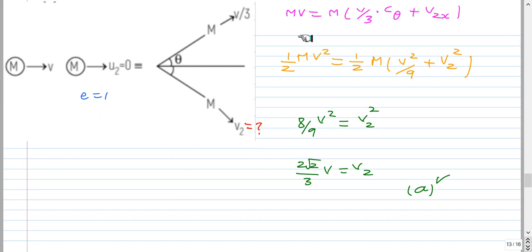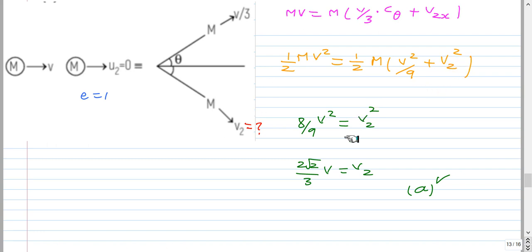Writing conservation of momentum in the x direction, as it is a 2D problem, we get m into v, that's the initial momentum, taking the x direction as towards right, equal to m into v by 3 cos theta plus m into v2x. And writing conservation of energy, as it is a perfectly elastic collision, there is no energy loss. So the initial energy of the system is half m v square. That should be equal to the final total energy, that's half m into (v square by 9 plus v2 square).